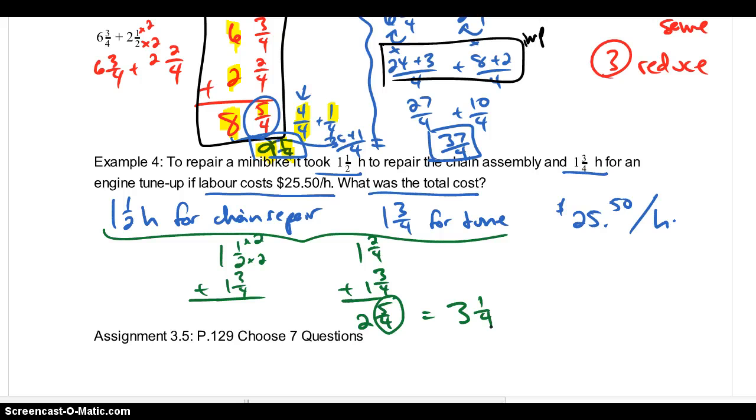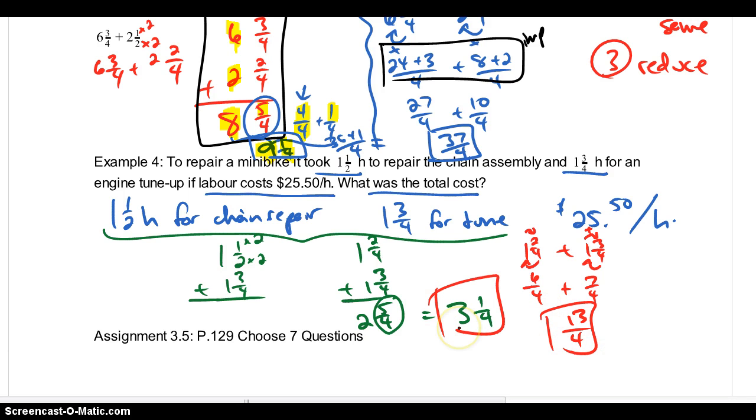Alright, if you want to do it the other way, go ahead and try it and see what you get. You make that 1 2/4 plus 1 3/4, so you make this into 4 plus 2, 6/4, plus 4 plus 3, 7/4. You'll have 13/4, 3 1/4 left over. So either of these is a good answer.